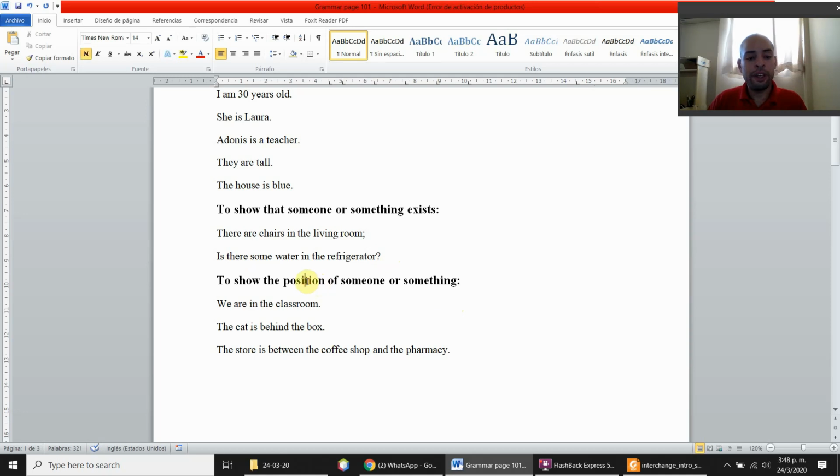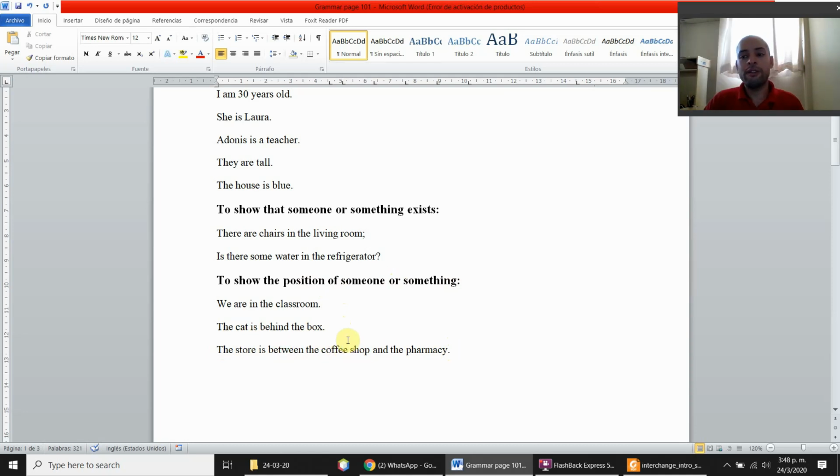We also use the verb be to show the position of someone or something. We are in the classroom. We're talking about us. Us, the group, is located in the classroom. The cat is behind the bus. Where is the cat? Behind the bus. We're giving its location. The store is between the coffee shop and the pharmacy. We're giving away the location, the position of the store.